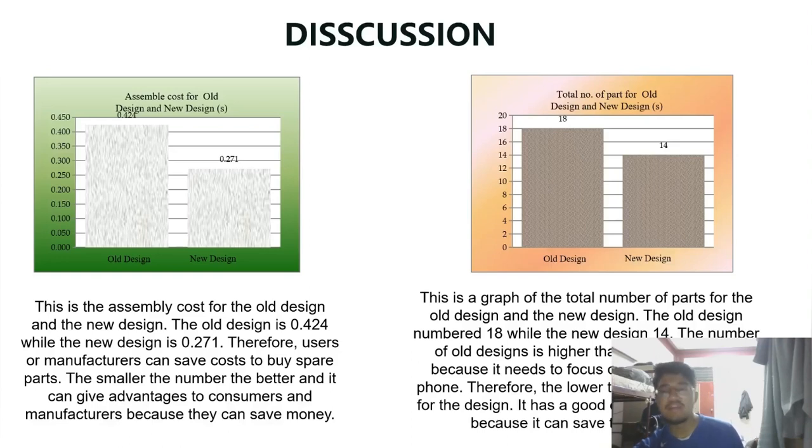And on the right, we can see the total number of parts for the old design and the new design. As you can see, the old design has 18 parts in total, whereas the new design has 14 parts in total. This is due to a lot of parts being removed or combined with each other. And so, the new design proves to be better because we can assemble the product faster than the old design.